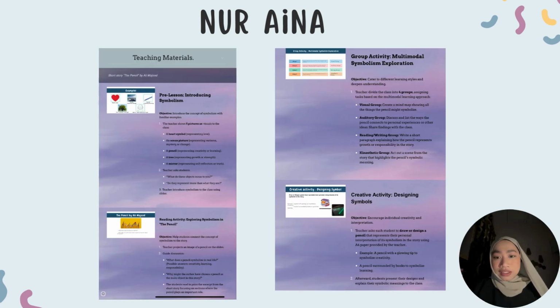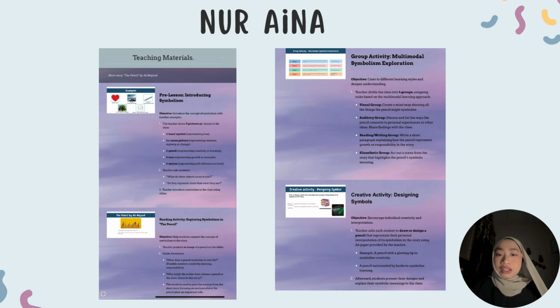So the next part is teaching material. This is how teachers can teach symbolism in the short story. The first one is the pre-lesson. The teacher will show 5 pictures as a visual to the class: the heart symbol to show love, the ocean picture to show vastness, mystery, or change, the pencil to represent creativity or learning, the tree to represent growth or strength, and the mirror to represent self-reflection or truth.